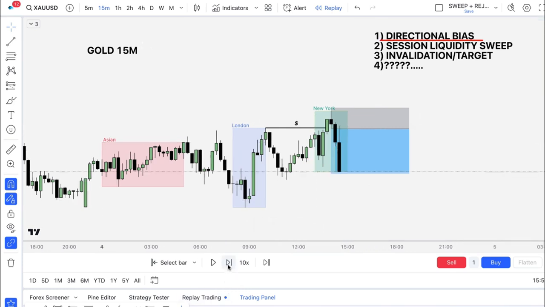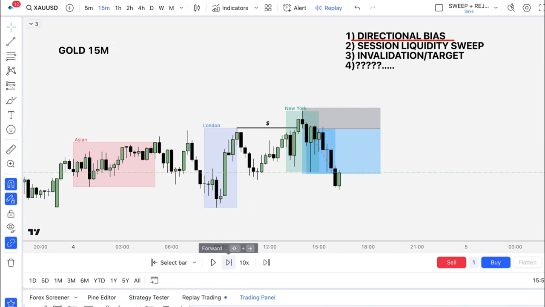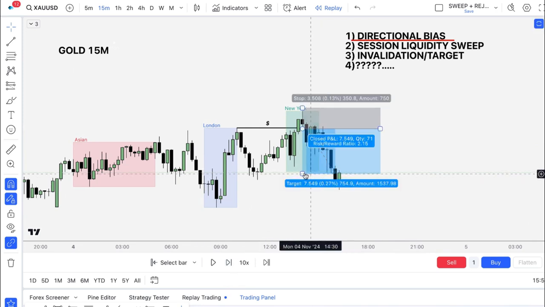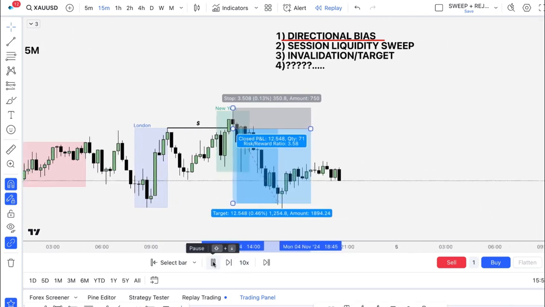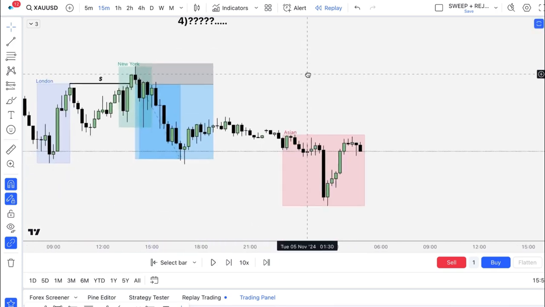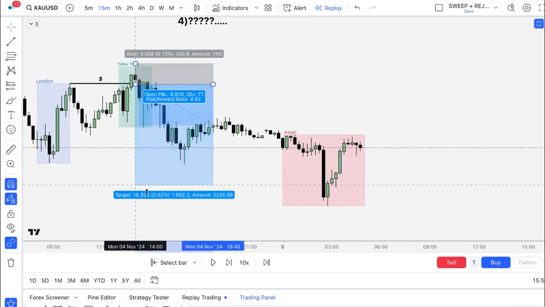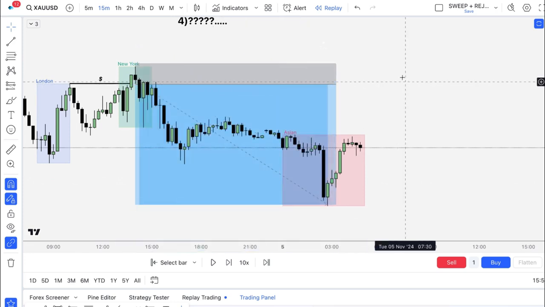So we're triggered in right here, and you can see during the New York session, take profit was hit for a 1 to 2, and then you also got some further continuation to the downside as well. So this is another great sell example on gold. You can see ultimately this trade actually ran around a 1 to 5.7 risk to reward.